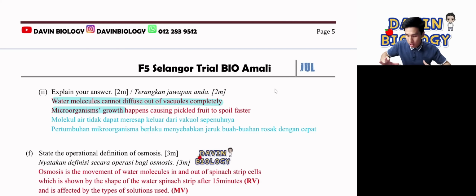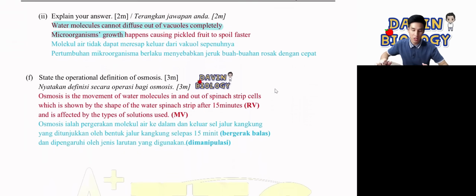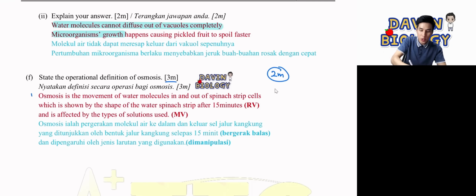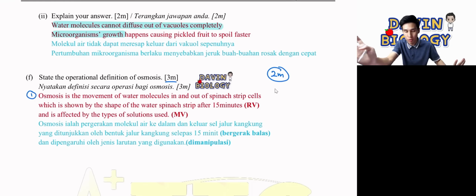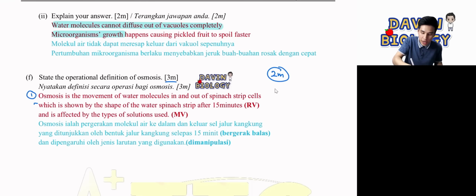And the final question, a lot of you will definitely be asked, operational definition. So how to write? Now, even though here I write 3 marks, most of the time the question is just 2 marks. How to score these 2 marks? Number 1, you must write the definition, which is slightly different from what we usually learn. And number 2, you just need to answer with your variables, manipulated and responding variable. Boleh ubah bergerak balas and dimanipulasi.